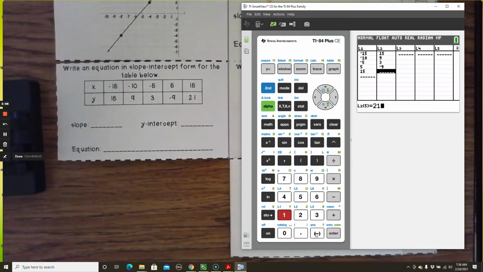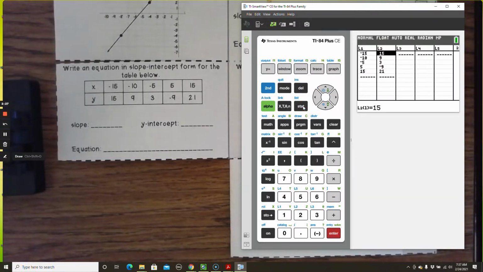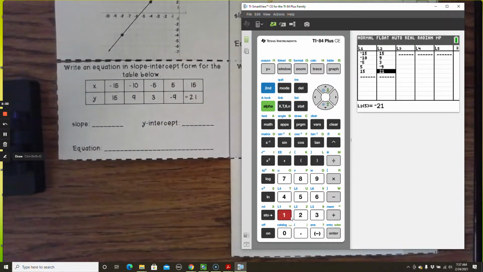-9, and then 21. I have a feeling that should maybe be a -21. I'm sorry, guys. Let me check really quick. Once you get your numbers in, you're going to do Stat over to Calc, and then 4, and then hit Enter all the way down to Calculate. Yes, I'm sorry, guys. This number here should be a -21. I apologize for that mistake. So let's try that again.